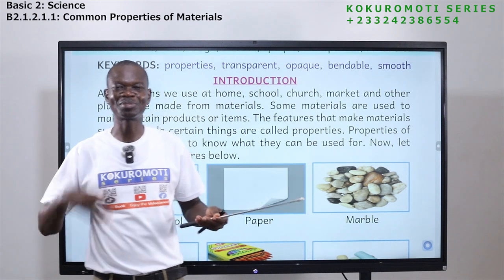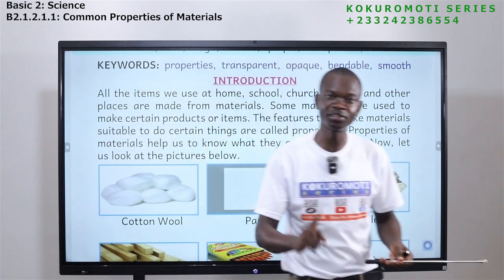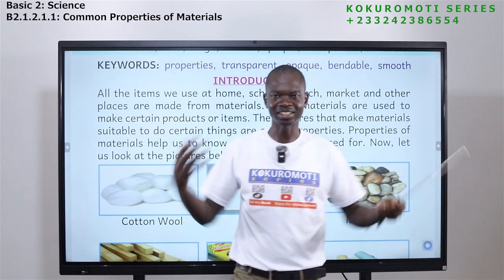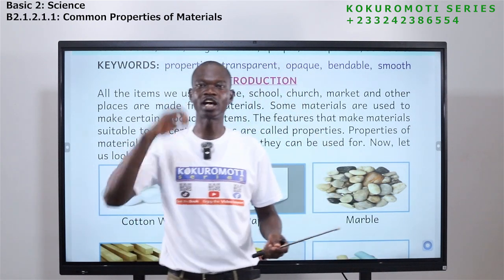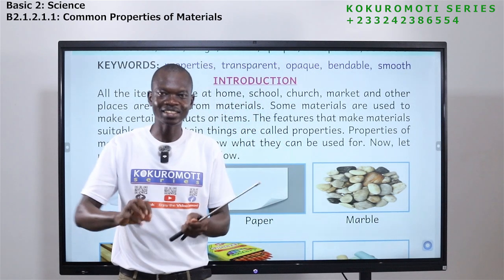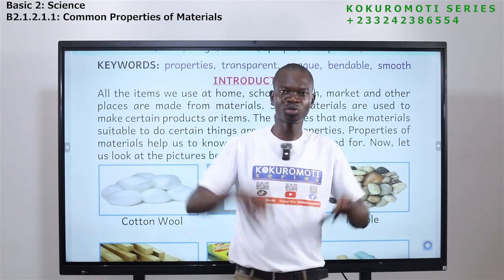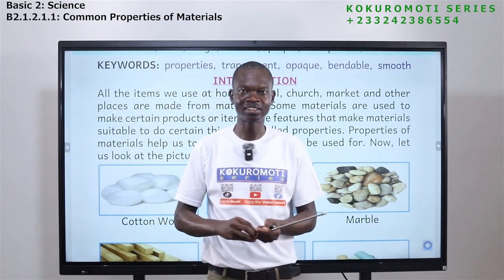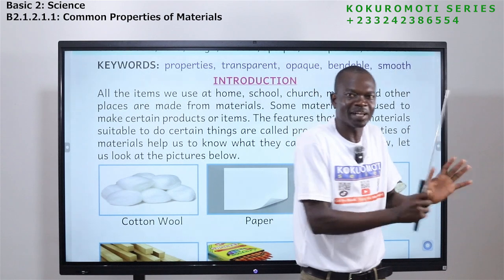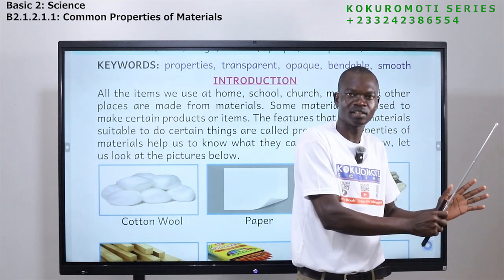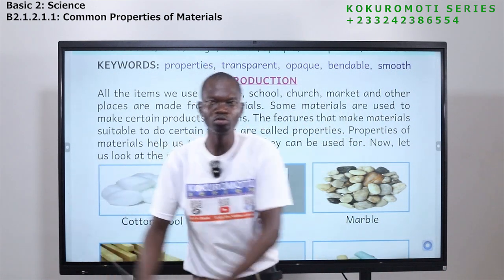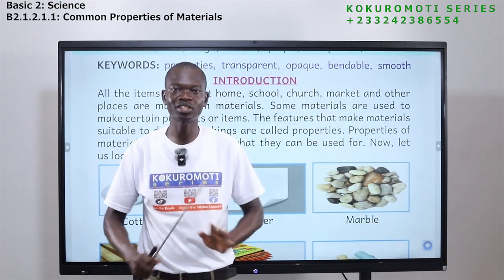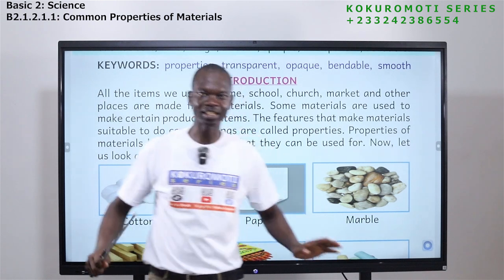What is it at all? Properties of material. So every material that you have has properties. When you say properties of material, we are talking about things that make that material different, unique from others. Because of that thing, we use the material to do a particular work that other materials cannot be used to do. So all materials are unique because all their properties are unique. They are not the same.